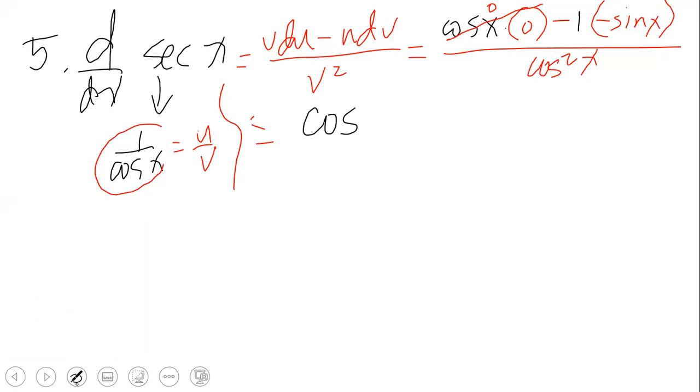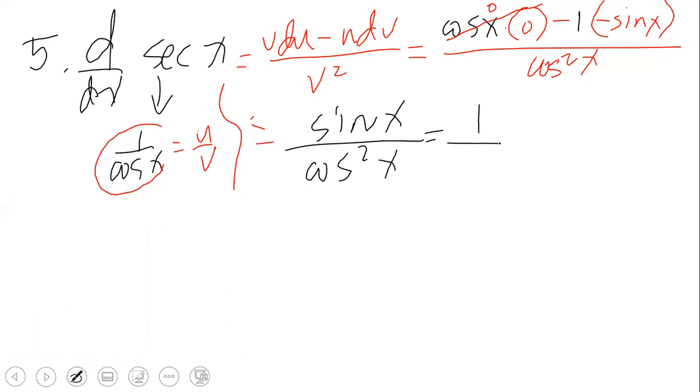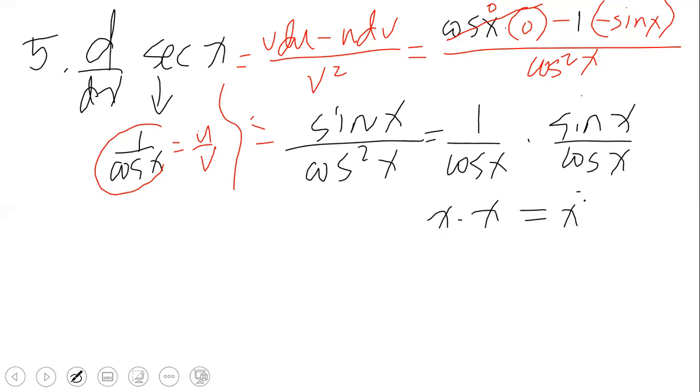Cosine. We have sine x over cosine squared x. Ayan. So wag kakalimutan, you can also split yung denominator. So, magiging 1 over cosine x. Tapos, yung isa is sine x over cosine x. Kasi cosine squared x, so parang sinabi mo sa algebra, x times x, that will be x squared. So, parang similar to this.